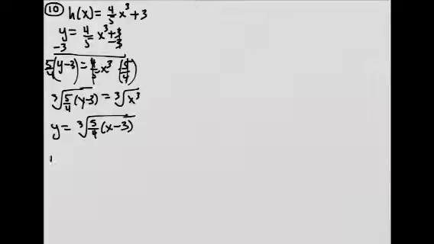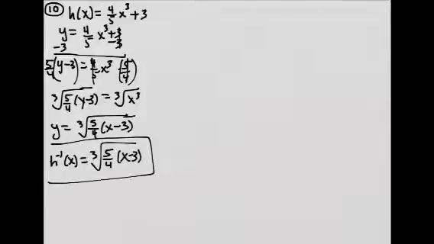So the inverse would be cube root of 5/4 x minus 3. Okay, so this is what we have as a cube root. So now we're going to graph both of them on the same graph.